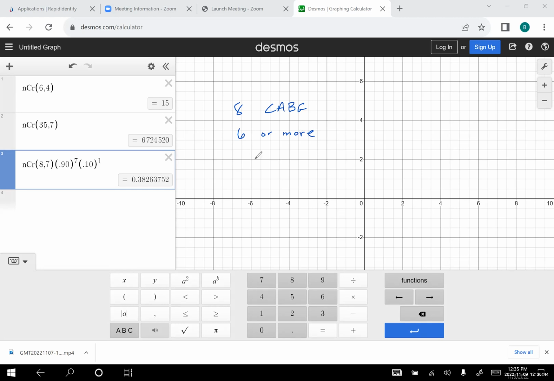6 or more. That includes 6, right? Yeah. And what else? 7. And then 8. Does it continue? Well, only up to this number because we're only doing 8. Okay, you're correct. 6, 7, and 8. So I would be doing this formula 3 times and adding them all together.